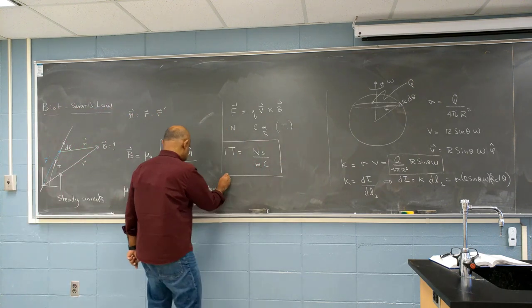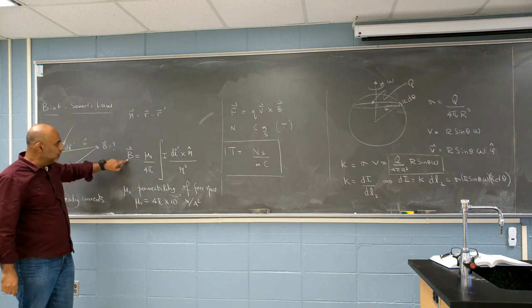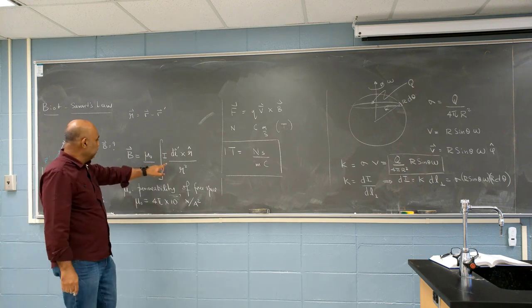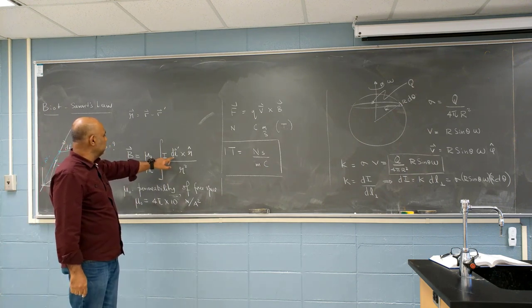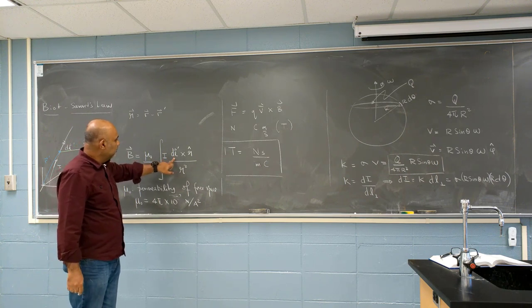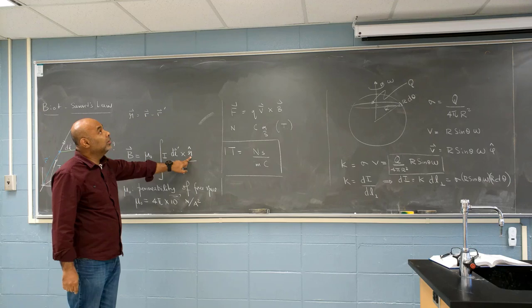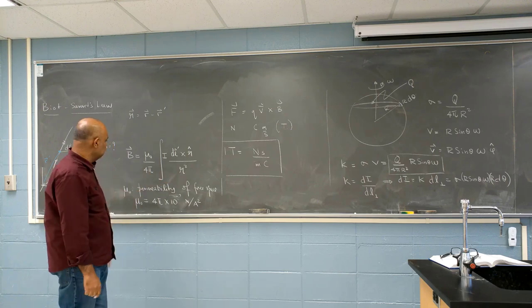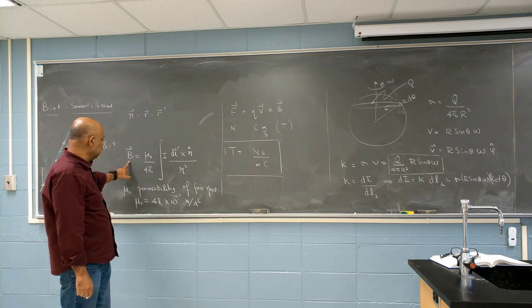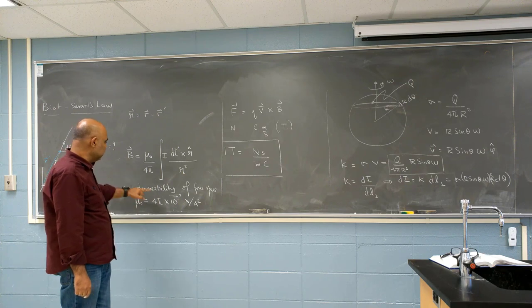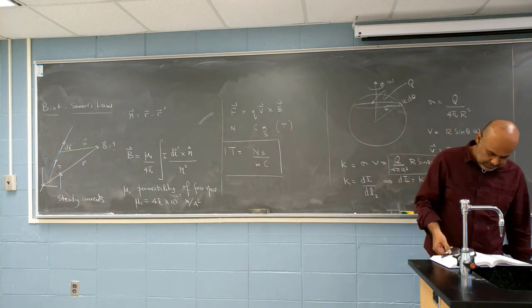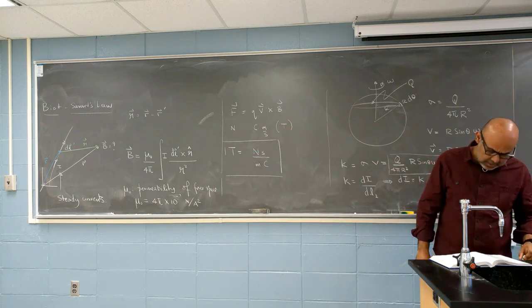Now, given that this is a Tesla, everything else you know. This is amperes. This is length, meters. Unit vector, only the magnitude, it's still meters, but then you have meters squared. So this is dimensionless. So I would get Teslas over amperes. So make sure that this unit is correct. And it is.